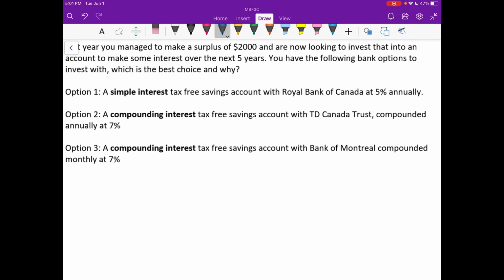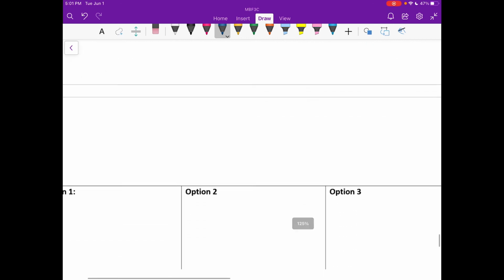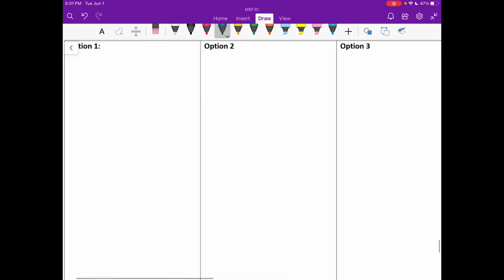Option 1, you can already tell it's a simple interest account. The rate of simple interest is significantly less as well. So it might not be worth it, but let's compare the two anyway. Okay, so I made this little T-chart for us to compare the two options.